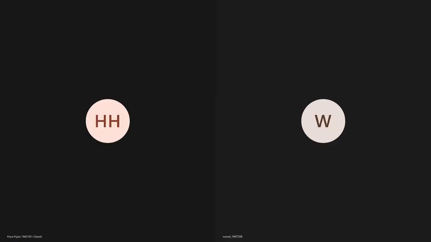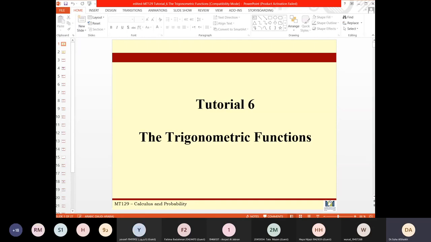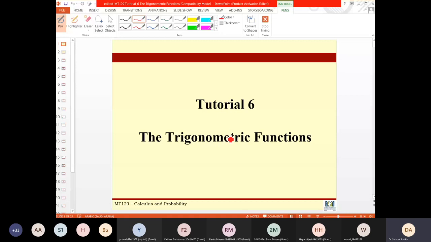Today we are doing part 2 of tutorial 6, which is the trigonometric functions. Simply, when I say trigonometric function, in Arabic we call it الدوال المثلثية. I'm talking about the sine, the cosine, the tan, the cosec, and so on. So this is what we're going to talk about today.